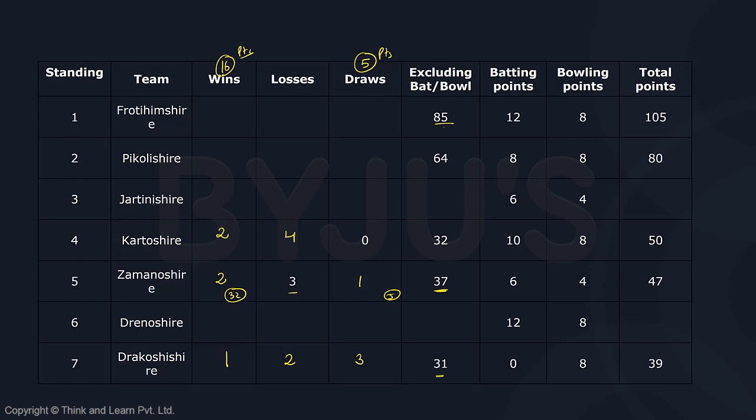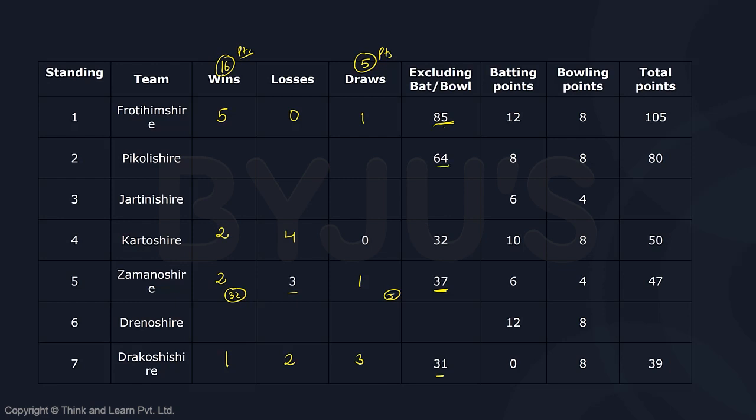So that total number of matches is 6. Alright. Look at F now. For 85 points, I have to have 5 wins, right? 16 into 5 is 80, right? To get close to 85. So 5 wins and 1 draw and 0 losses. So 5 into 16 is 80 plus 1 draw will give you 5 points. That gives you 85. So that is also fixed.